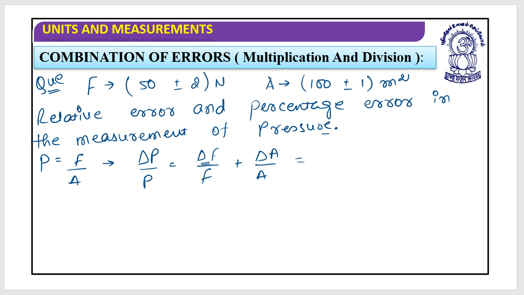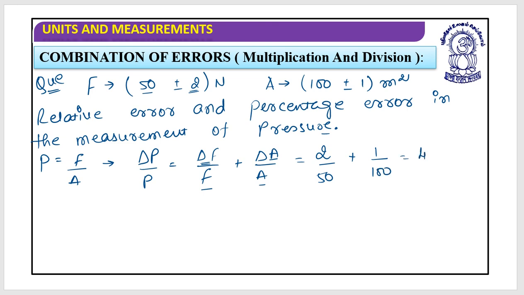And what is F? It's the true value of a force. What is delta A? It is an error associated with the area. What is A? It's the true value of A. So let's put up the values. Now, what is delta F? It's 2. Here it has been given. What is F? It's 50. Delta A is 1. A is 100. So I can write like this.